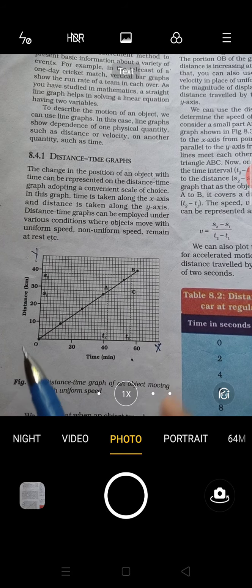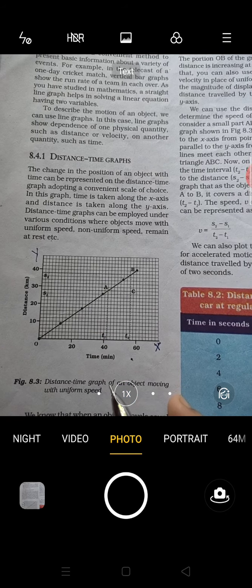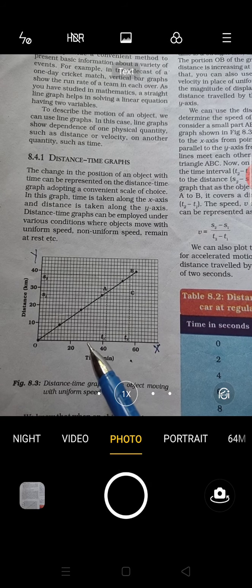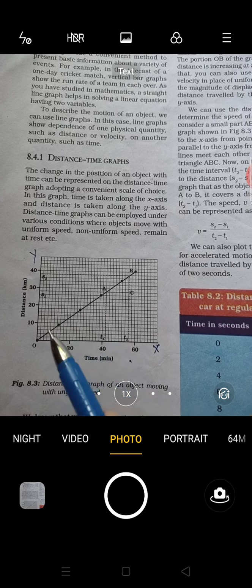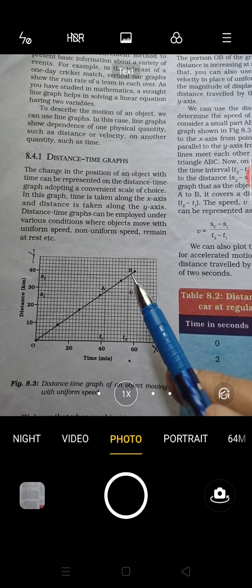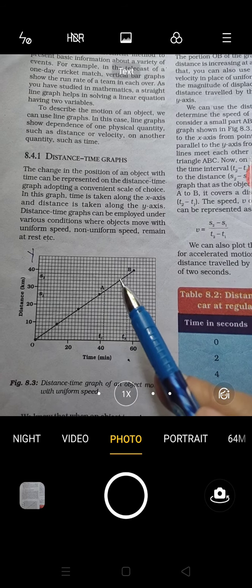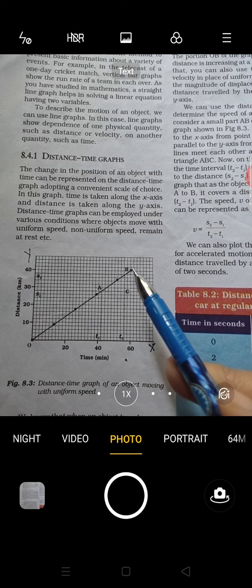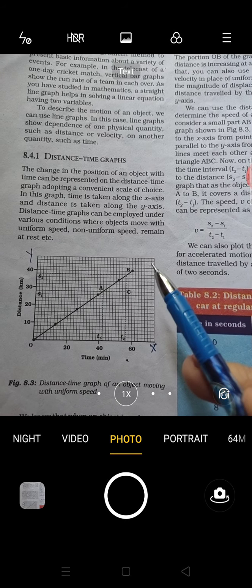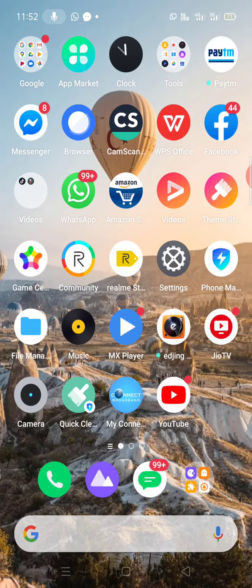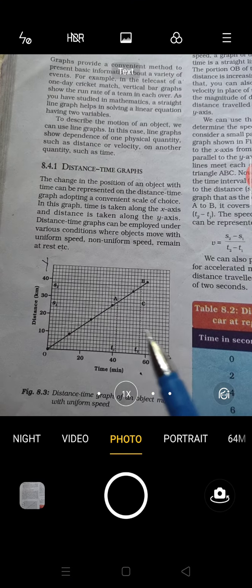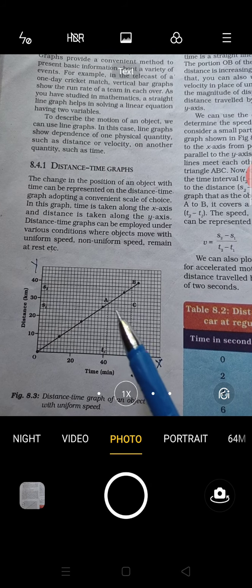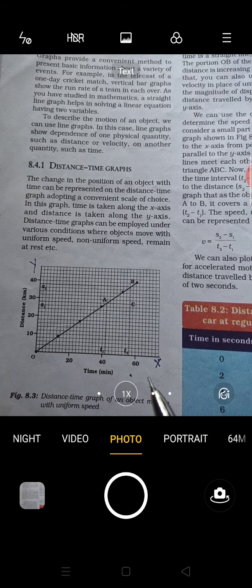Then we plot the points. These are the points. We plot the points for various pairs of corresponding values of the two variables and join these points by a freehand curve to obtain a graph. In this graph, this is uniform motion, so we are joining these points to make a straight line. But अगर हम किसी और ग्राफ की बात करें, so these points can be joined with freehand. We can then interpret the graph and study the nature of motion.